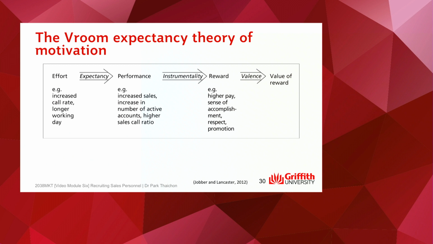Expectancy means the person perceives a relationship between effort and performance, so how much he or she needs to put in. Second is the person's perception of the relationship between performance and reward. So he or she is looking at, if I put this much in, how much reward am I going to receive. Lastly, we're looking at the value of the reward, whether this reward is worth it for the person. If the reward is good, then there is more motivation.